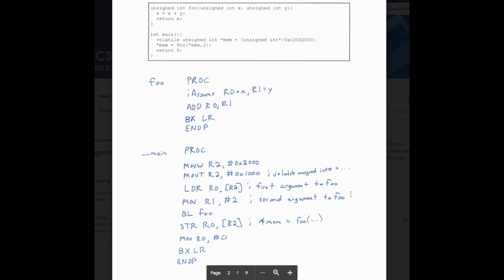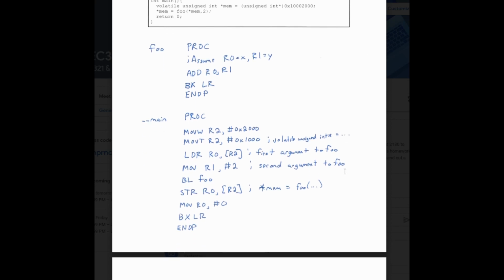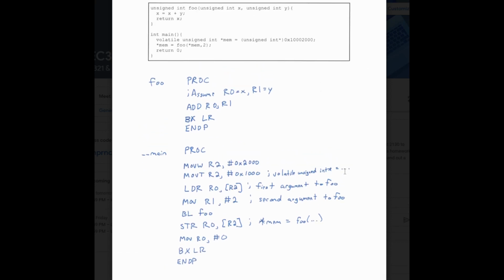On to problem two. This is dealing with assembly and C, which we transitioned over during this part of the semester. What this question is asking is to translate the code below into Thumb2 assembly. So we're given some C code, and we're asked to translate that into assembly code. So let's just walk through what we're seeing here.